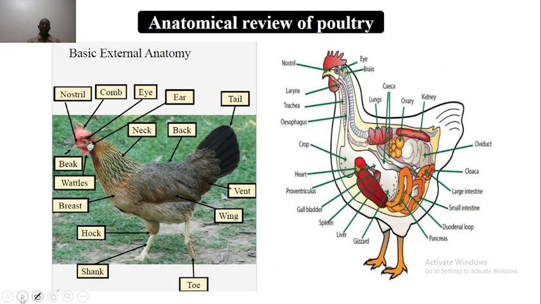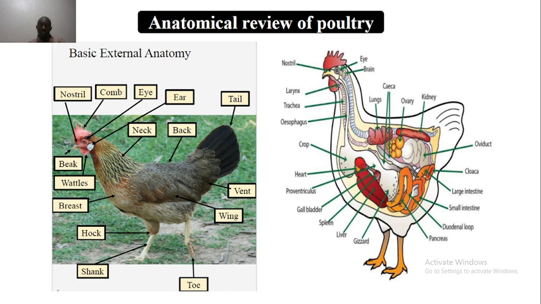For you to understand poultry production, you must understand the anatomical review of the poultry bird, like the external parts and then the internal parts. Poultry is made up of various organs. For example, internally we would see various organs making up the respiratory system, the digestive system, reproduction, and excretory. It has various organs, and each organ has a function.